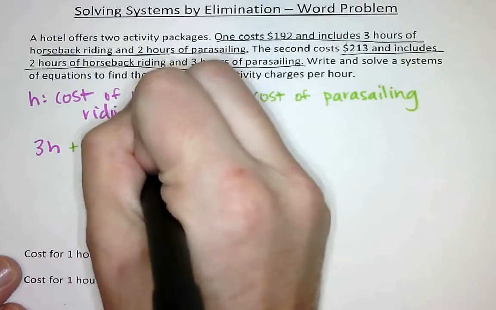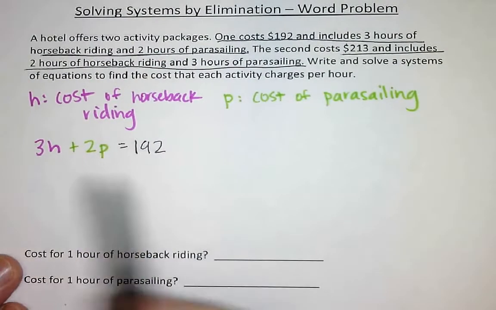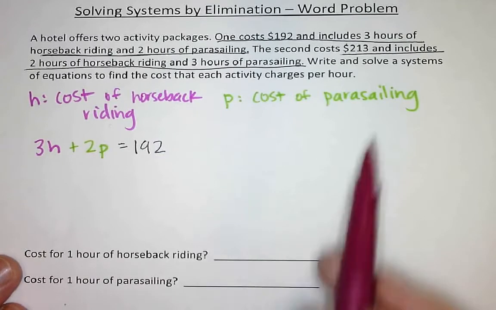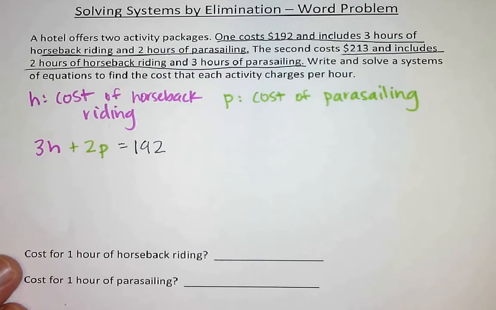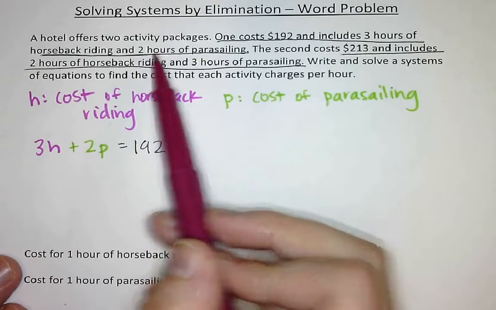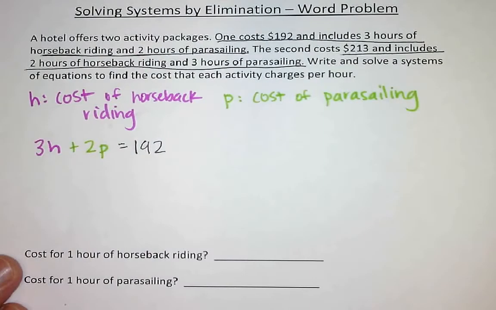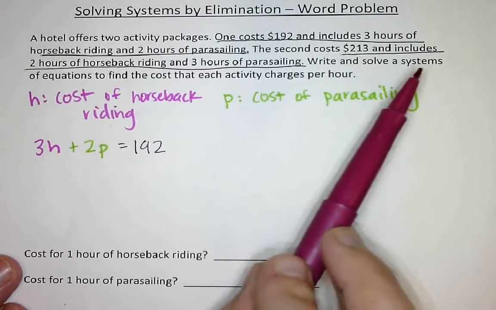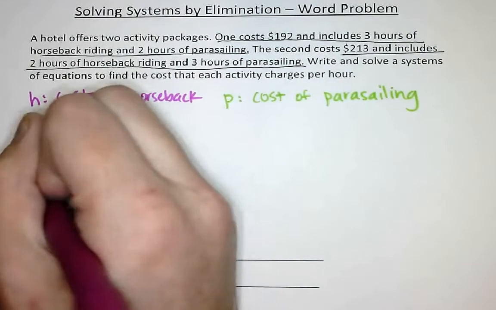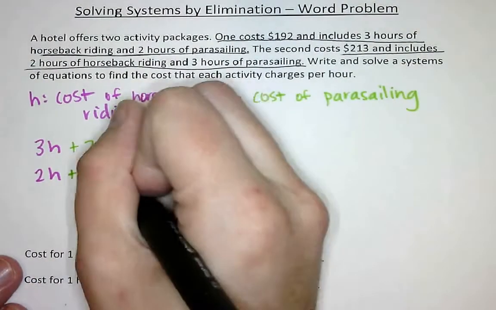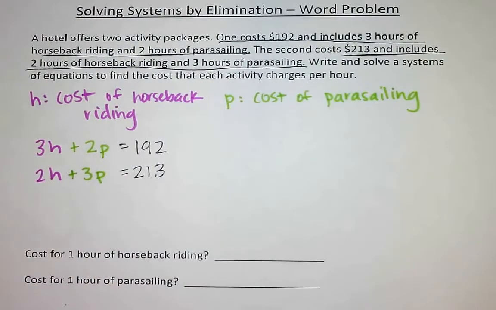What would be a good second equation? Will, can you help me out? So our first one was 3 hours of horseback riding and 2 hours of parasailing for $192. So what would we do for our second equation for the second package here? Yeah. 2H plus 3P is equal to 213. All right, guys? So now that we have our 2 equations, why does it make the most sense to do this one with elimination, y'all?